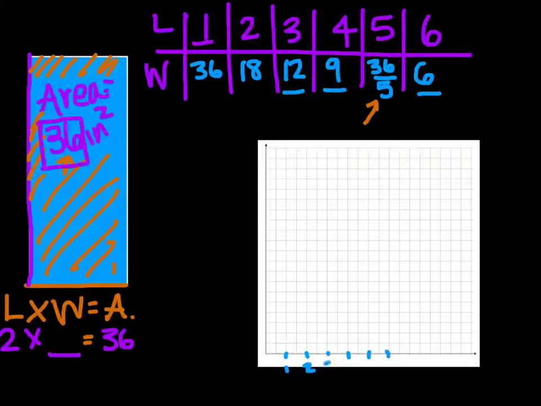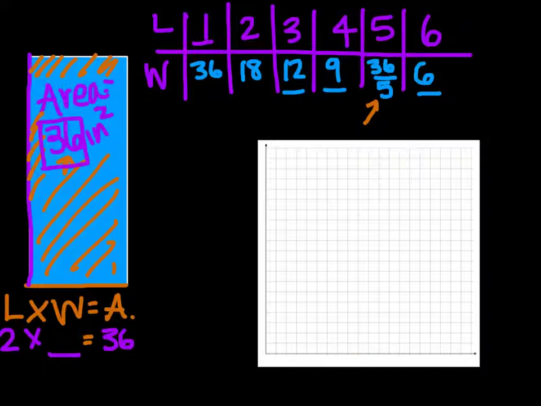So we have 1, 2, 3, 4, 5, 6. And we need to do the same thing up here. 1, 2, 3, 4, 5. Oops, actually, I'm going to need to change that scale on that side. So let's talk about that really quick.